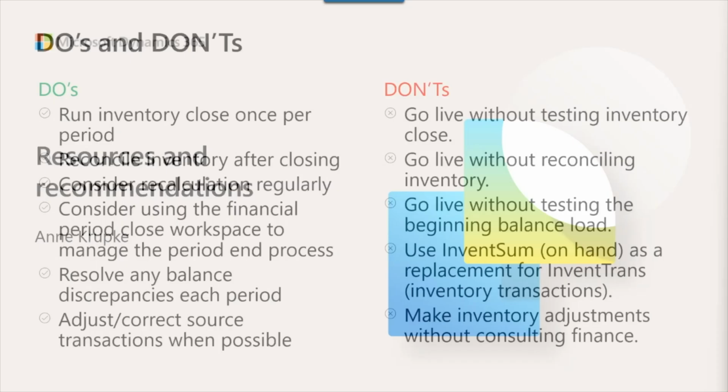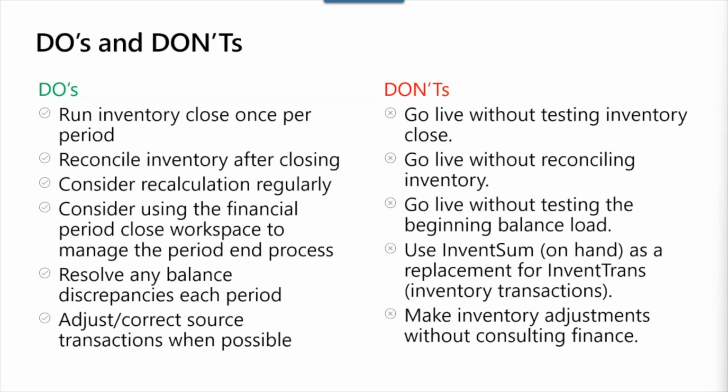On the do side, our first thing is we do recommend you run your inventory close once per period. This shouldn't be the first time you've heard this if you've come to our earlier tech talks, but we can't stress enough that we do recommend you run the inventory close, even if you're using moving average or standard cost as a method, because it closes your period for transactions. It prevents additional transactions from being backdated and posted, and it is required in order to use the inventory archive transactions function.